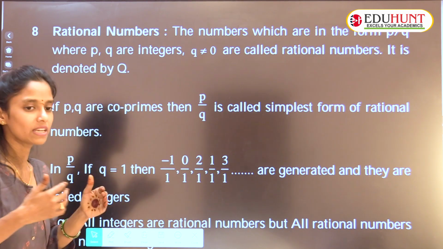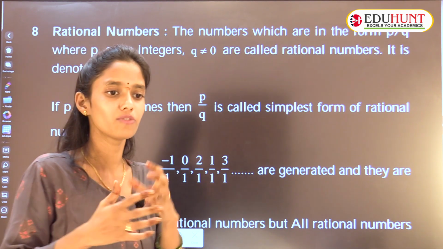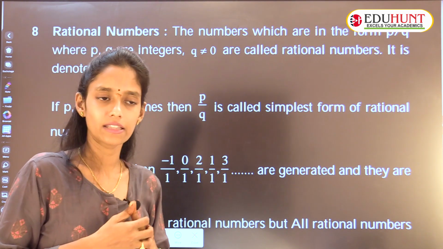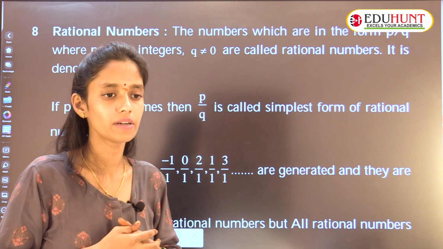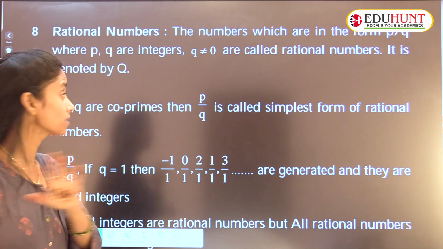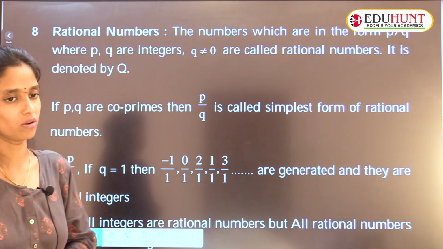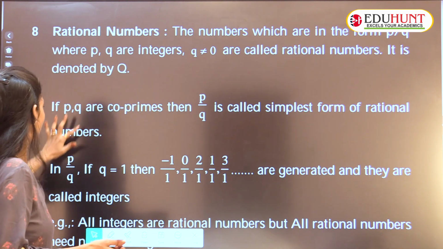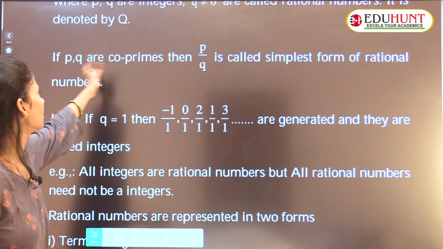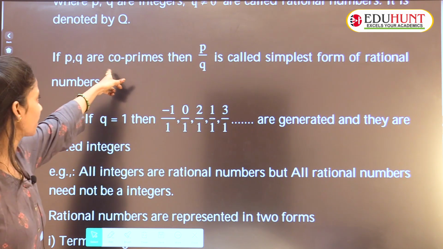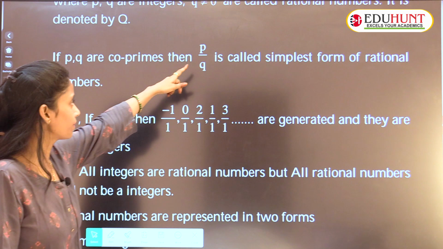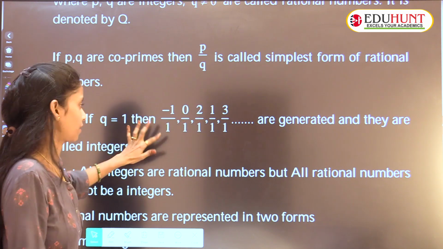So, the question here, ma'am, what is the difference between fractions and rational numbers? Nothing. Fractions accept only whole numbers, and rational numbers accept integers, meaning negative numbers also. So, that is the thing. Here also, simplest form means P comma Q are co-primes. Just now I explained that P by Q is called the simplest form of the rational numbers.